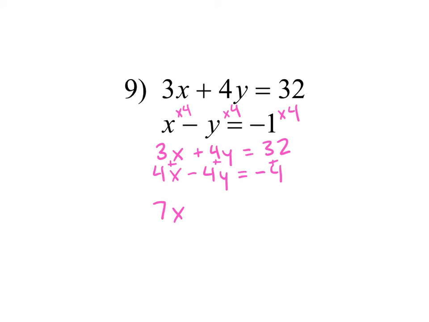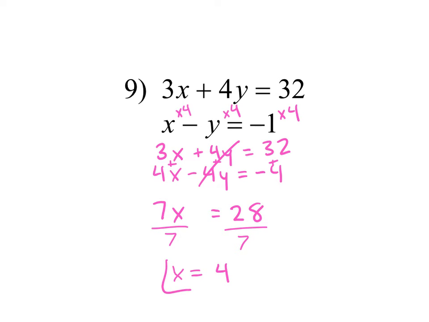What happens to our y's? Cancel out. And that's equal to 32 minus 4, which is 28. Now we just solve for x. So divide by 7. X is equal to what? 4.